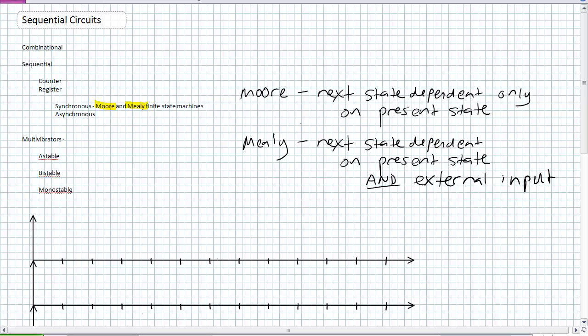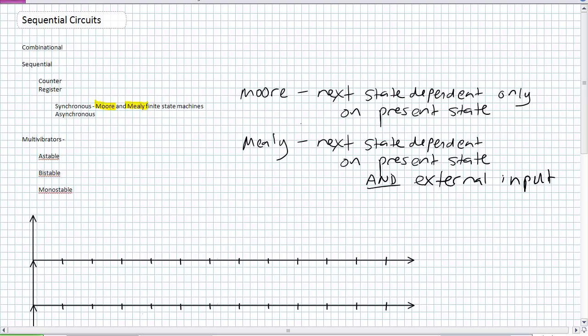And an example of a Mealy finite state machine might be a counter also. But for example, it has a select switch between two different modes, up or down. So for example, I am in present state 7. What's my next state in up mode? It's an external input. Okay, the next state would be 8. Whereas if my external input was in down mode, what would be my next state? It'd be 6.